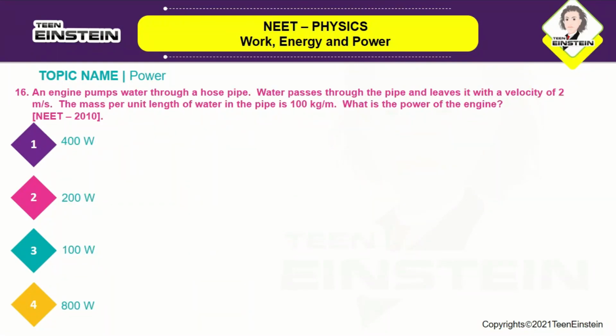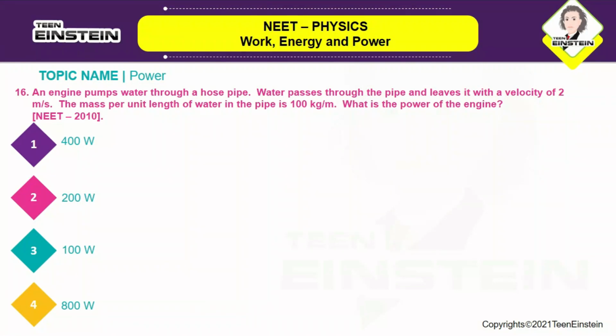Okay, let us move on to the next question. An engine pumps water through a hose pipe. Water passes through the pipe and leaves it with a velocity of 2 meter per second. The mass per unit length of water in the pipe is 100 kg per meter. What is the power of the engine? So they want us to calculate the power of the engine here.